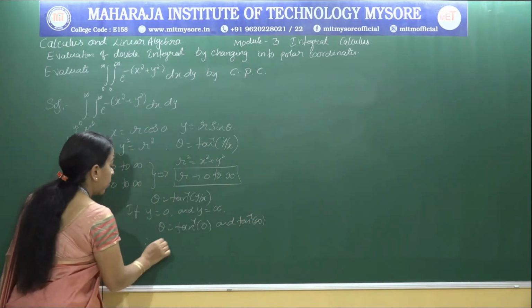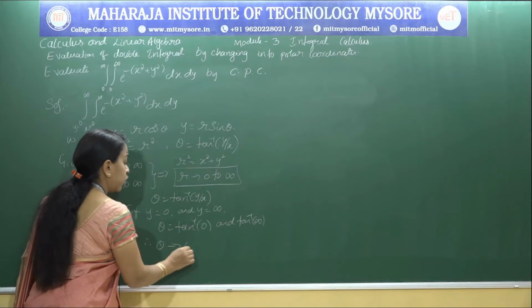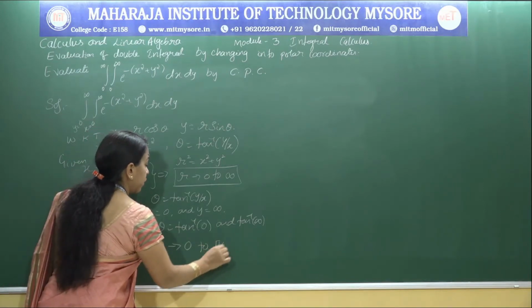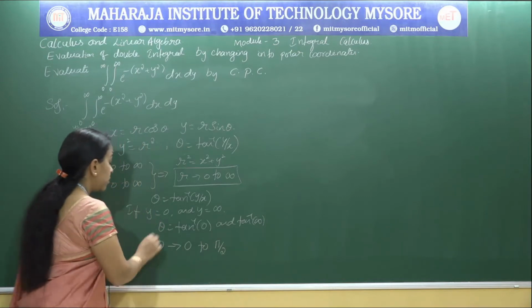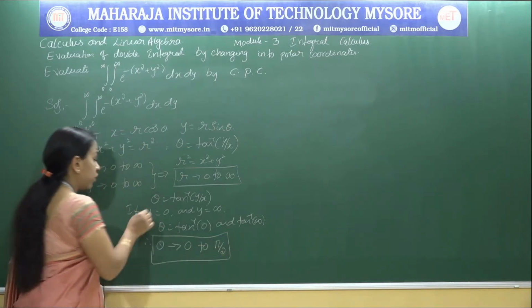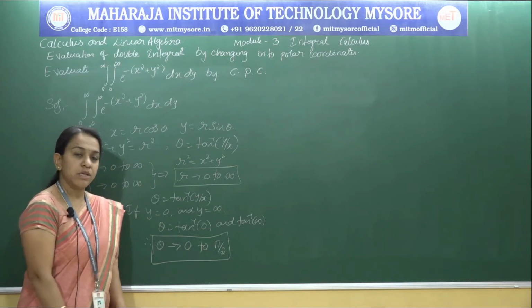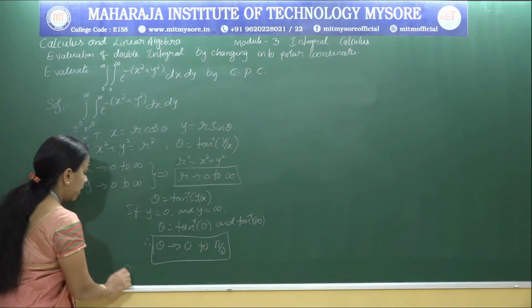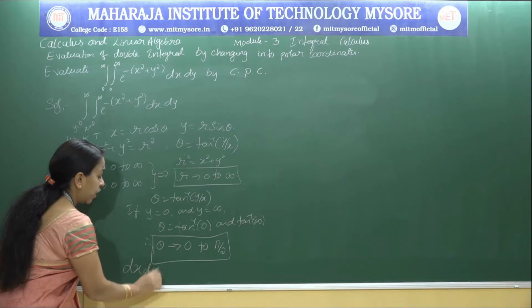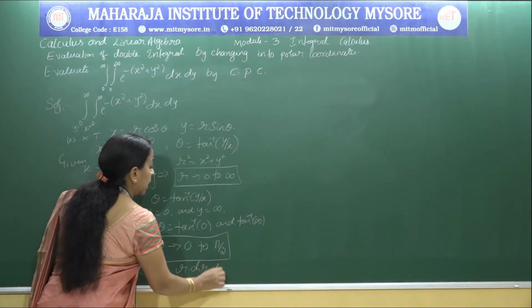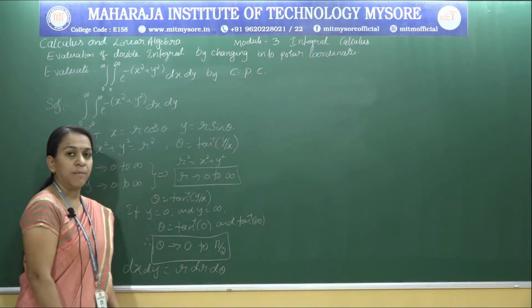Therefore, theta varies from tan inverse 0, which is 0, to tan inverse infinity, which is pi by 2. So theta varies from 0 to pi by 2. So r and theta are the new limits, and also we know that dx dy can be replaced by r into dr into d theta, which is a standard result.